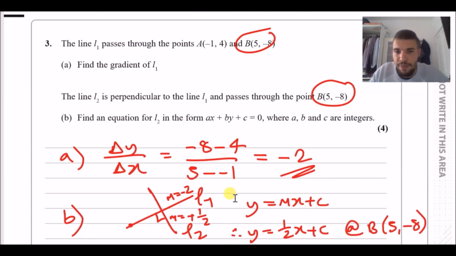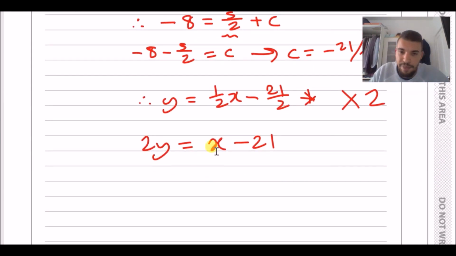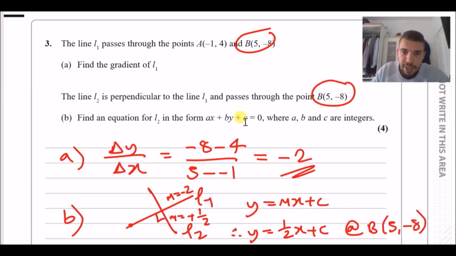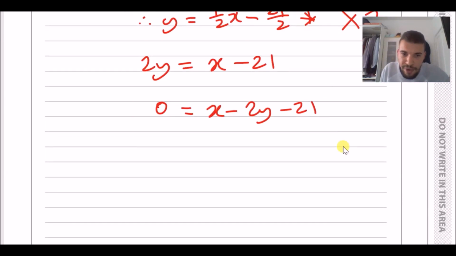And it's going to be x first, then y, then a constant. So x is here. I'm going to move 2y to the right. So it would be 0 equals x minus 2y minus 21. And just to be safe, equals 0 is on the right. So therefore, we're going to have x minus 2y minus 21 equals 0.